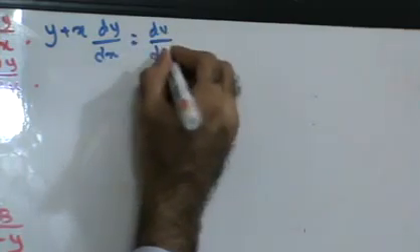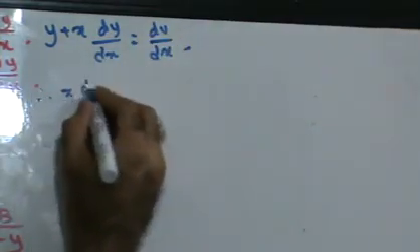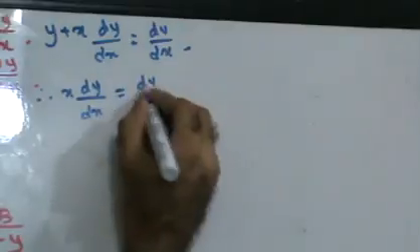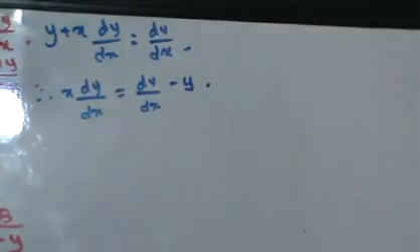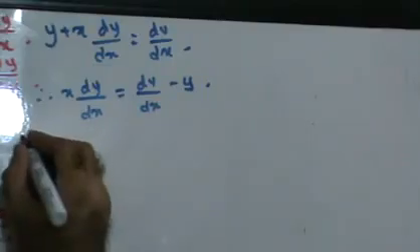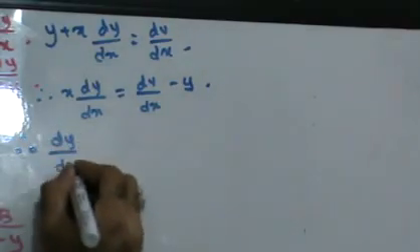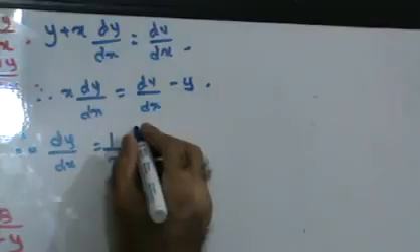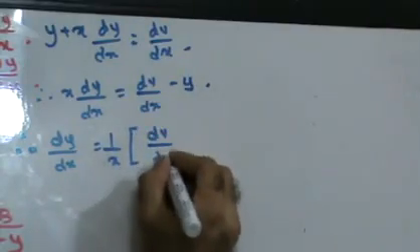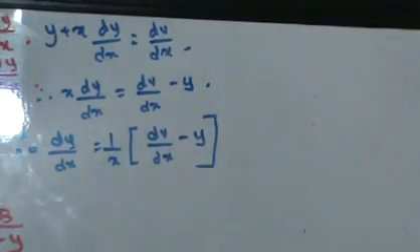You have the value of y plus x dy by dx is equal to dv by dx. So you can therefore say that x dy by dx is dv by dx minus y, right? In which case you will get therefore dy by dx is 1 upon x into dv by dx minus y, right? So the basic purpose of using that equation was to get the value of dy by dx, right?